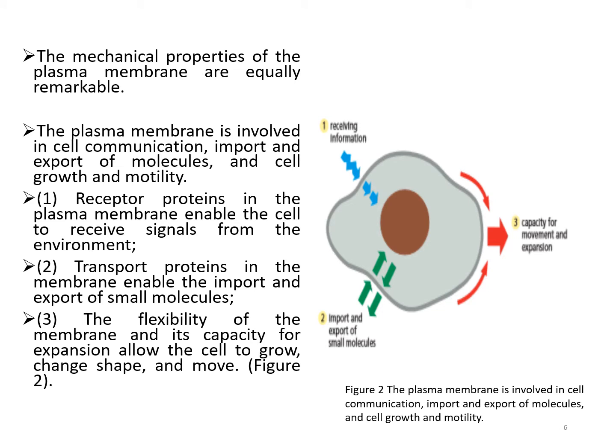The mechanical properties of the plasma membrane are equally remarkable. The plasma membrane is involved in cell communication, import and export of molecules, and cell growth and motility. If you look at the figure, receptor proteins in the plasma membrane enable the cell to receive signals from the environment. The transport proteins in the membrane enable the import and export of small molecules. The flexibility of the membrane and its capacity for expansion allow the cell to grow, change shape and move. If the membrane is pierced, it neither collapses like a balloon nor remains torn. Instead, it quickly reseals.